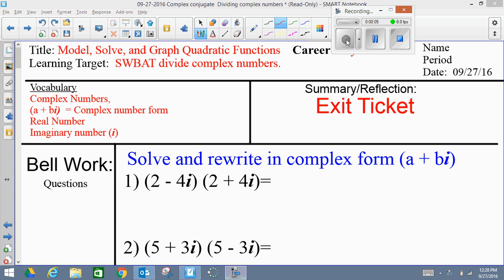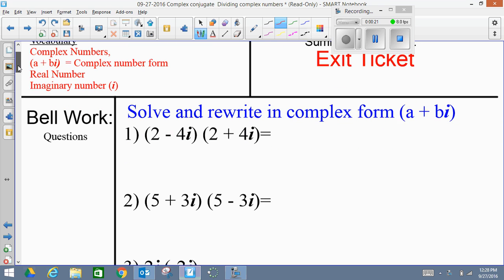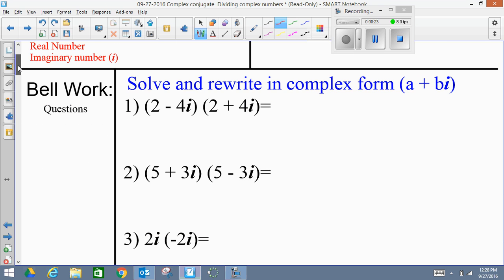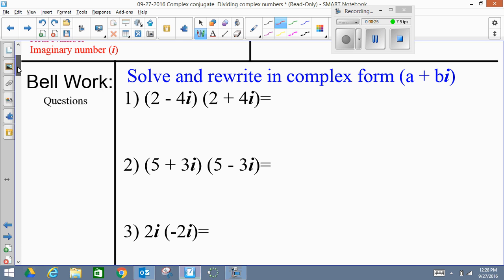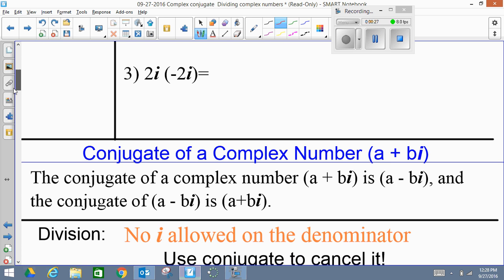Now, right now we're dividing. We're going to be dividing complex numbers. Students will be able to divide complex numbers, same vocabulary words. I had a build work, which is basically multiplying two complex numbers. Let me solve one of them so I can show you what the conjugate is, because technically that's what we're going for.